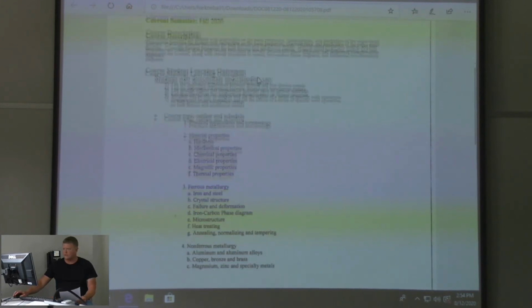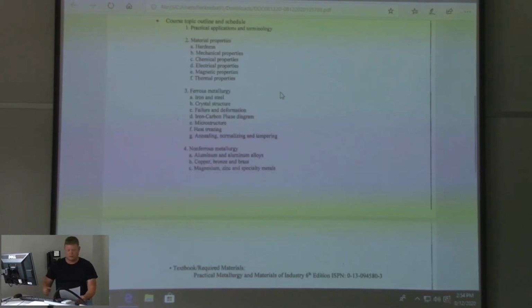Topical outline, let's see, so we are here. Lost it, okay. Practical applications and terminology. Material properties, so you see there's where you have your mechanical properties. Oh yeah, I forgot about magnetics, as far as how good things are to magnetics. Some of them are very strong, some of them are weaker. Electrical, everybody thinks copper is the best conducting metal. Well, it's not. It's just the cheaper form. Aluminum would be even cheaper, right?